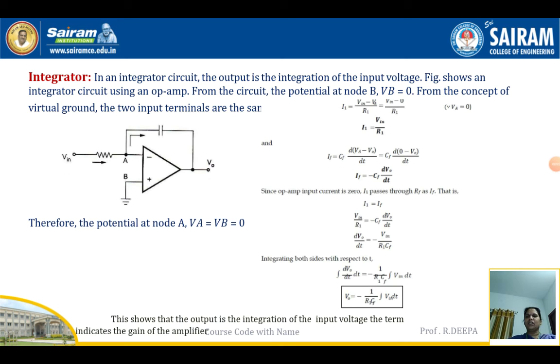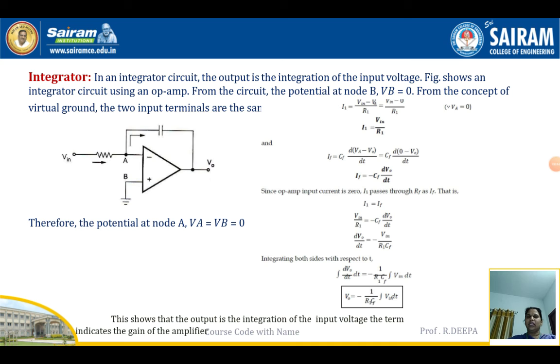As we know, the potential at Va is equal to Vb, which is taken as 0. Why? Because the terminal B is directly connected to the ground, Vb will be 0, which is the same as Va. Hence Va is equal to Vb is equal to 0. Let us assume the current I1 flows across the resistance R1, and I1 can be written as Vin minus Va divided by R1. Since Va is equal to 0, I1 is equal to Vin by R1.